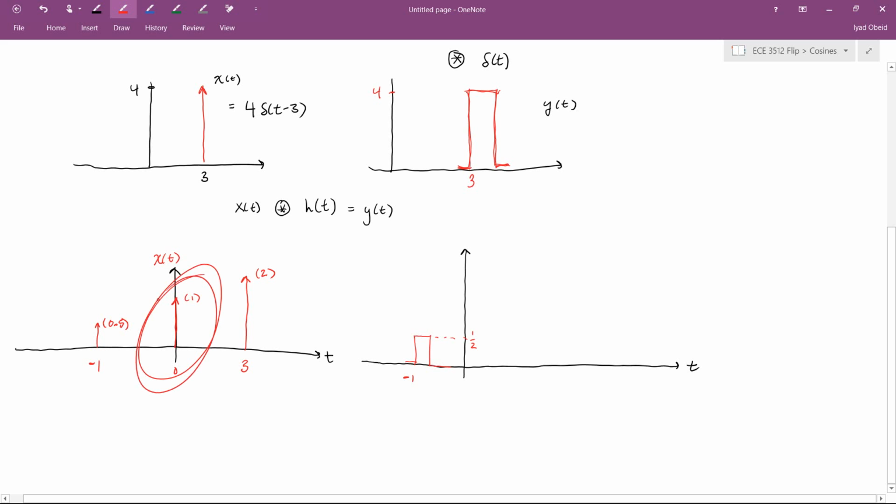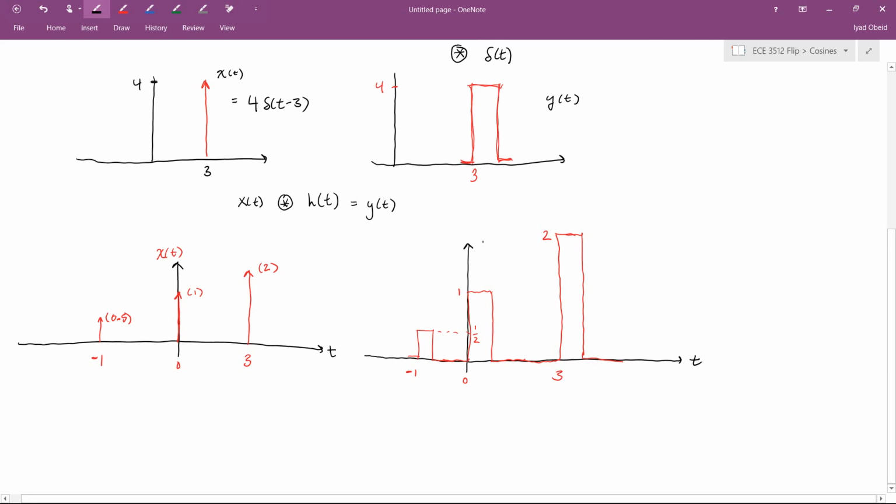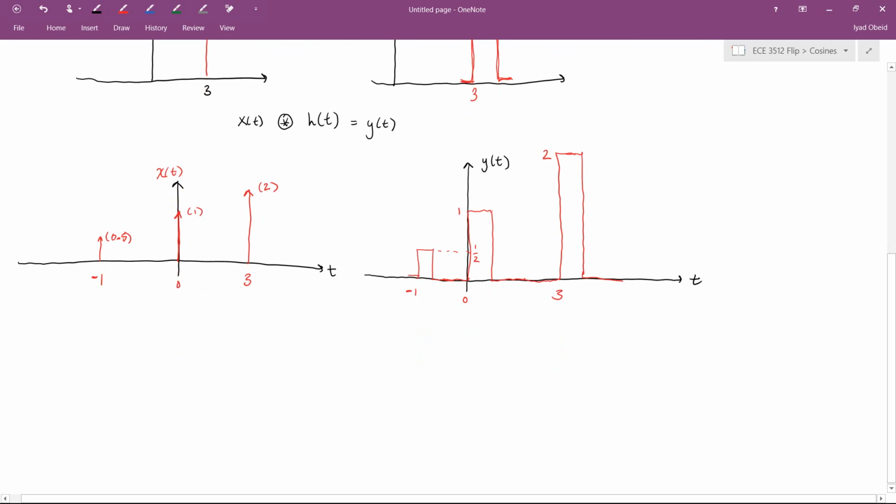And then this impulse will give me an impulse response, which is shifted by 0 and has a height of 1. And then this impulse will give me an impulse response that's shifted to the right by 3 units and has a height of 2. So this will be 3, and this has a height of 2. So once again, I've taken x of t, I've convolved it with h of t to get y of t.